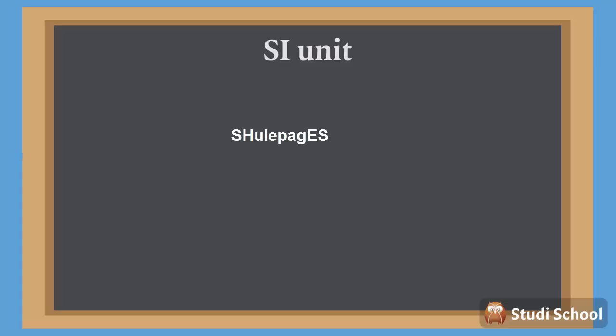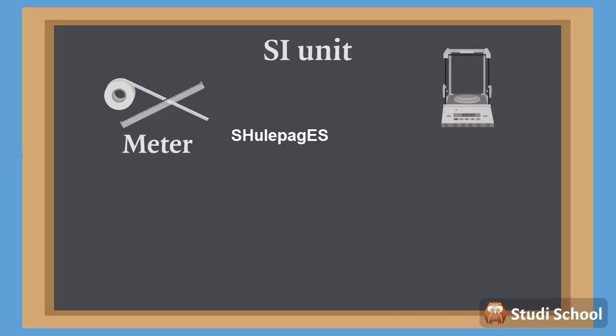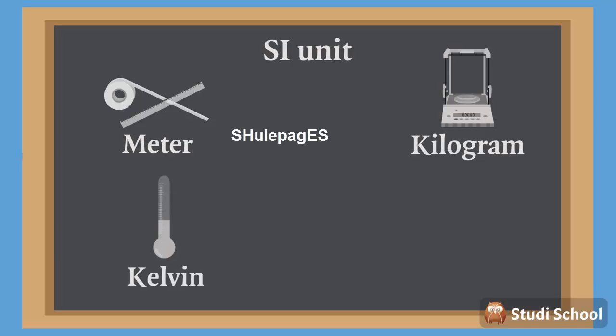Firstly, we measure length. We can use rulers or tape measure for this. The SI unit is meters. Next, we measure mass. This is the amount of matter in substances. We can use a scale or weighing balance to measure mass. The SI unit is kilogram. We also measure temperature. This refers to how hot or cold a body is. The SI unit is Kelvin, but we usually use degrees Celsius, which is derived from Kelvin.